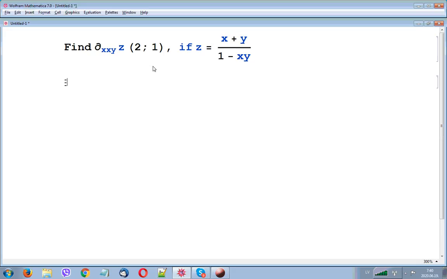So your first task is to find the derivative of z by x. And this one, you just take this function and derive. So here what you have to do, you have to apply the quotient rule, and then you will have this one in square below, like this.